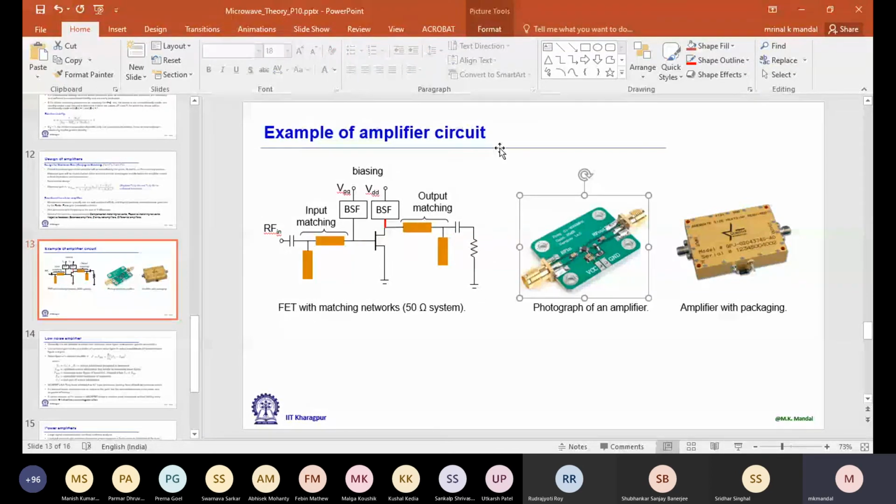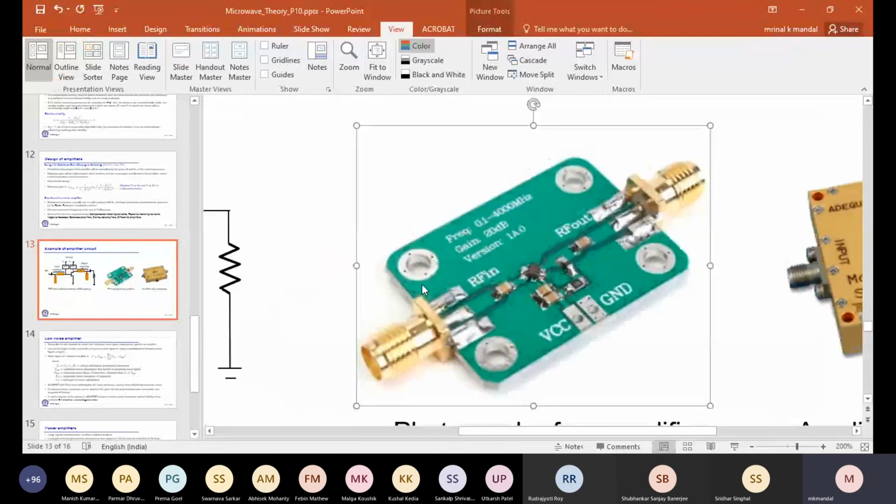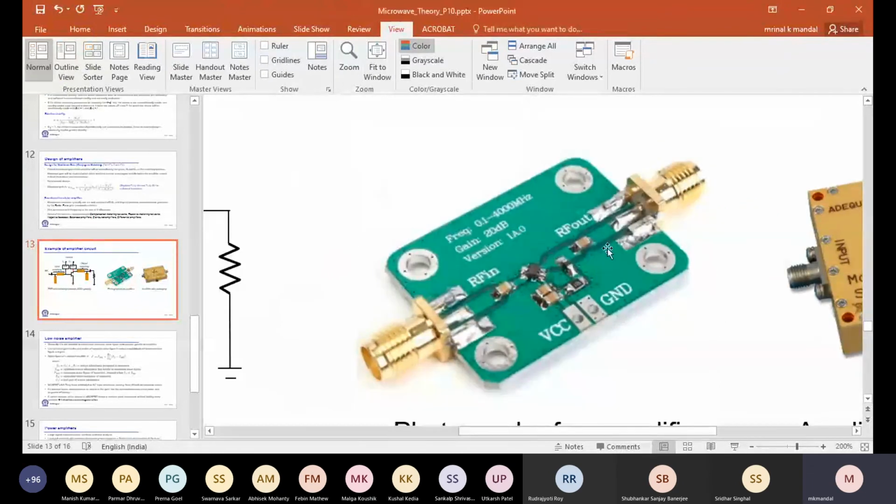So this is an example of an amplifier. If I zoom in, you can identify whatever I said. Instead of microstrip line, they are using CPW line. So this is the input side, this is the output side, and you can check, this is a CPW line.